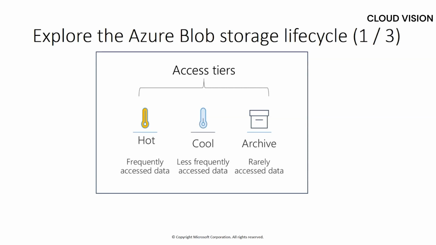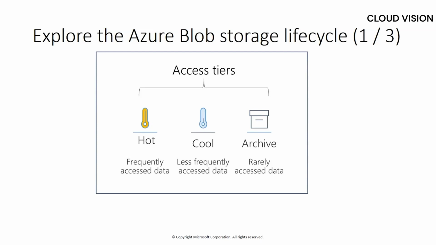It is optimized for storing large amounts of data that is infrequently accessed and stored for at least 30 days. It means if you move your data to the cool tier, it will keep the data for at least 30 days. And then you can move it to the other tiers like the archive tier.